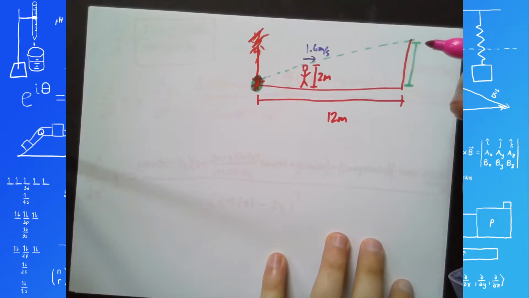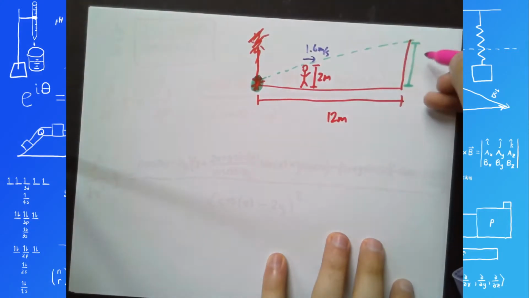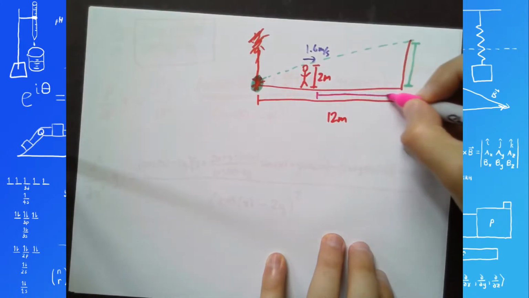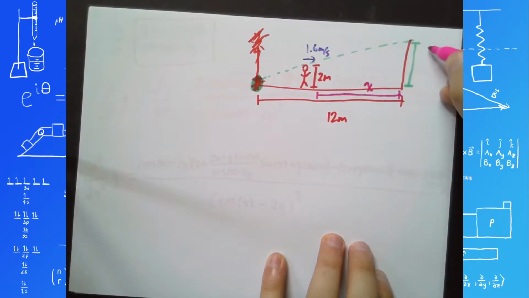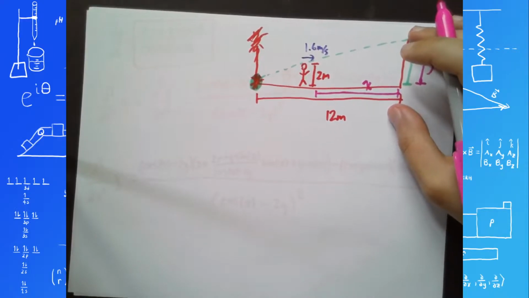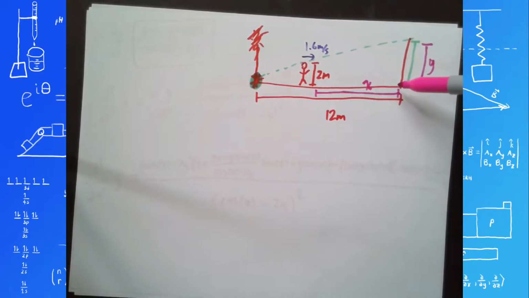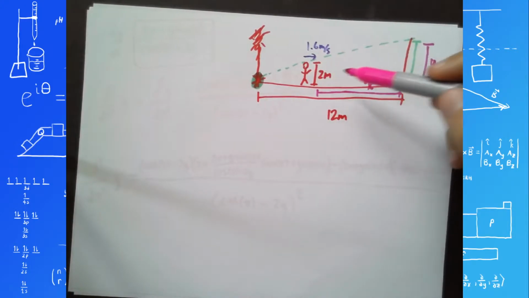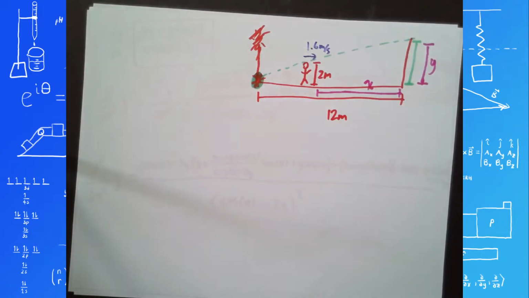So there's a relationship between the man's distance from the building and the length of his shadow. Let's call this x, and let's call this y for simplicity's sake. I don't know why I drew that again. I already had that green bar, but oh well. Let's see, so if we call that x and we call that y, then 1.6 meters per second, that's the rate of change of x, or rather, it's the rate of change of 12 minus x.